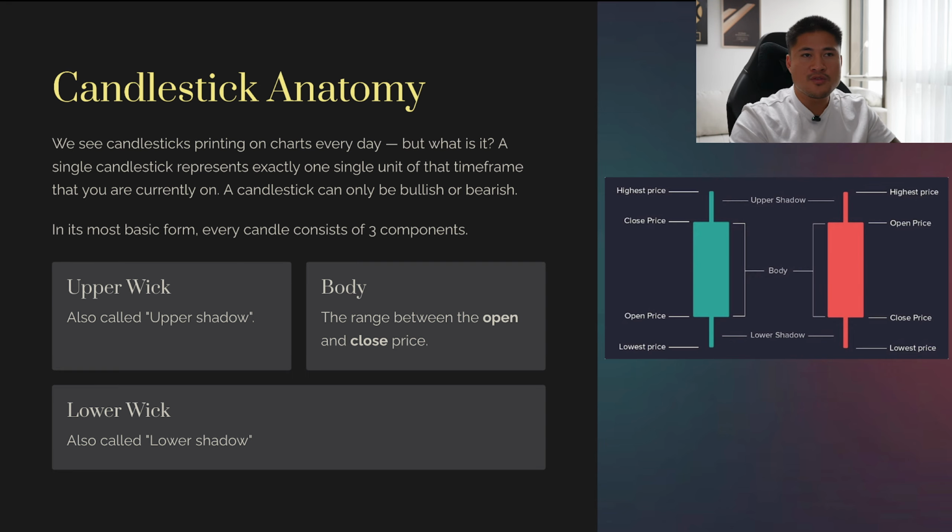All right. Same goes for the 15-minute time frame, for example. If you're on the 15-minute time frame, one single candlestick represents 15 minutes of price action. All right. And a candlestick can only be bullish or bearish, as you can see on the right side. In its most basic form, every candle consists of 3 components, okay? There is an upper wick, there is a body, and there is a lower wick.